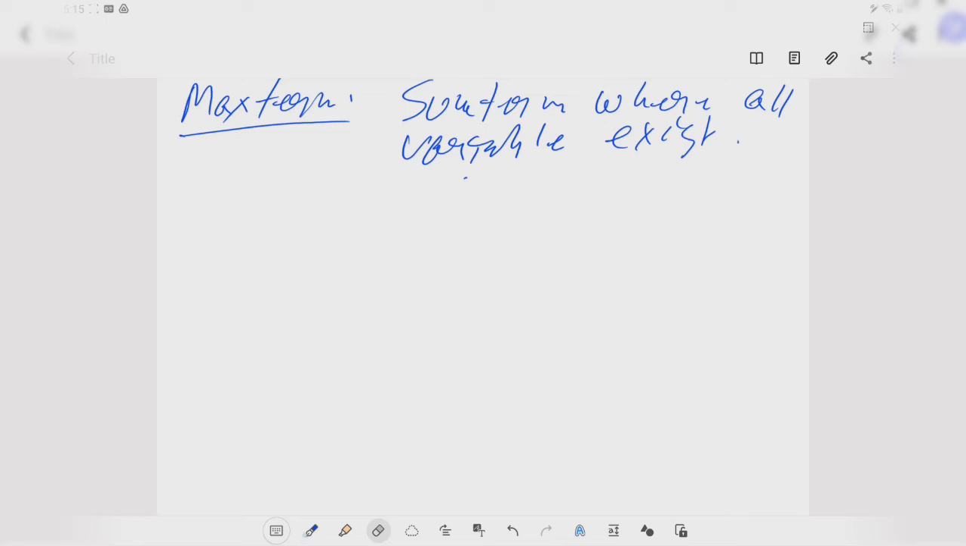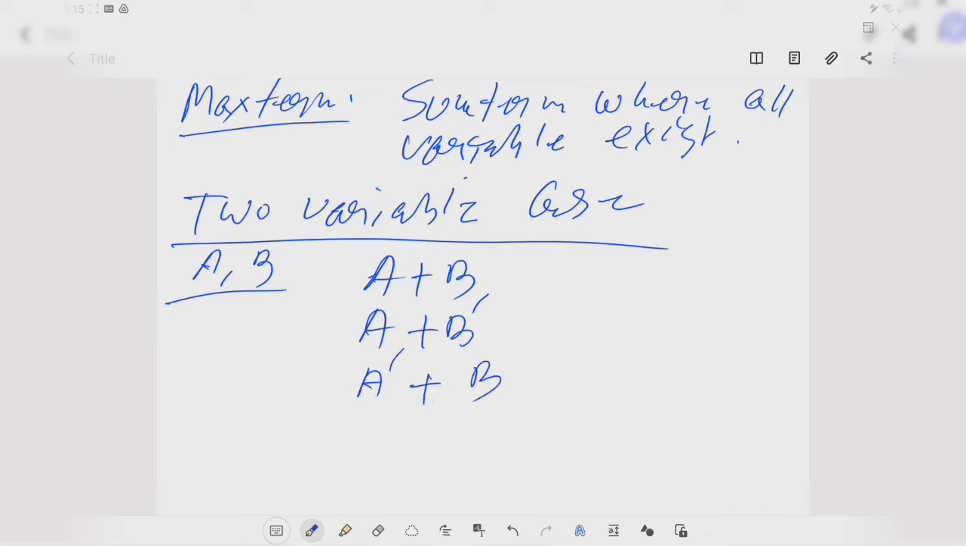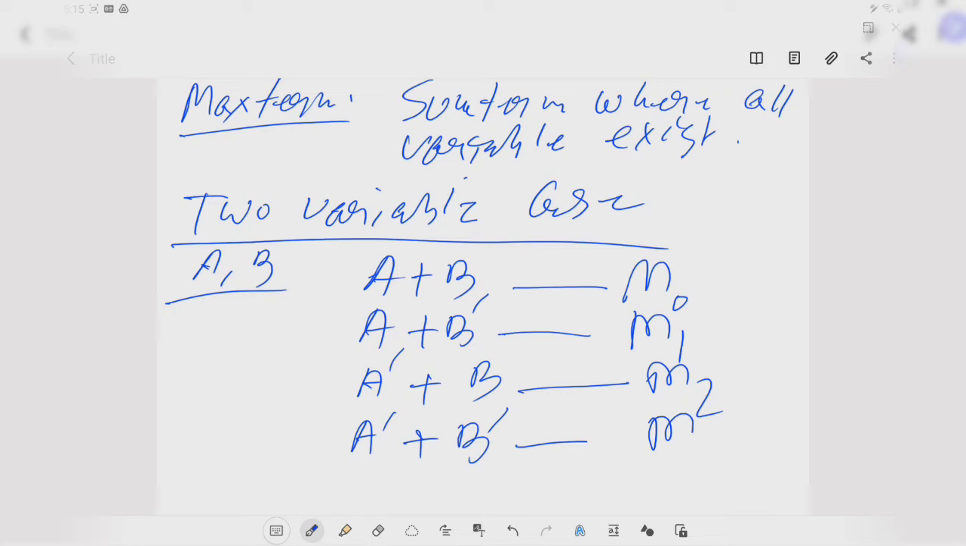Now, how many max terms are there for a system of two variables? A, B, two variables. It can be A plus B, A plus B prime, A prime plus B, A prime plus B prime. These are M0, with the capital M now, the uppercase M, M1, M2, M3.